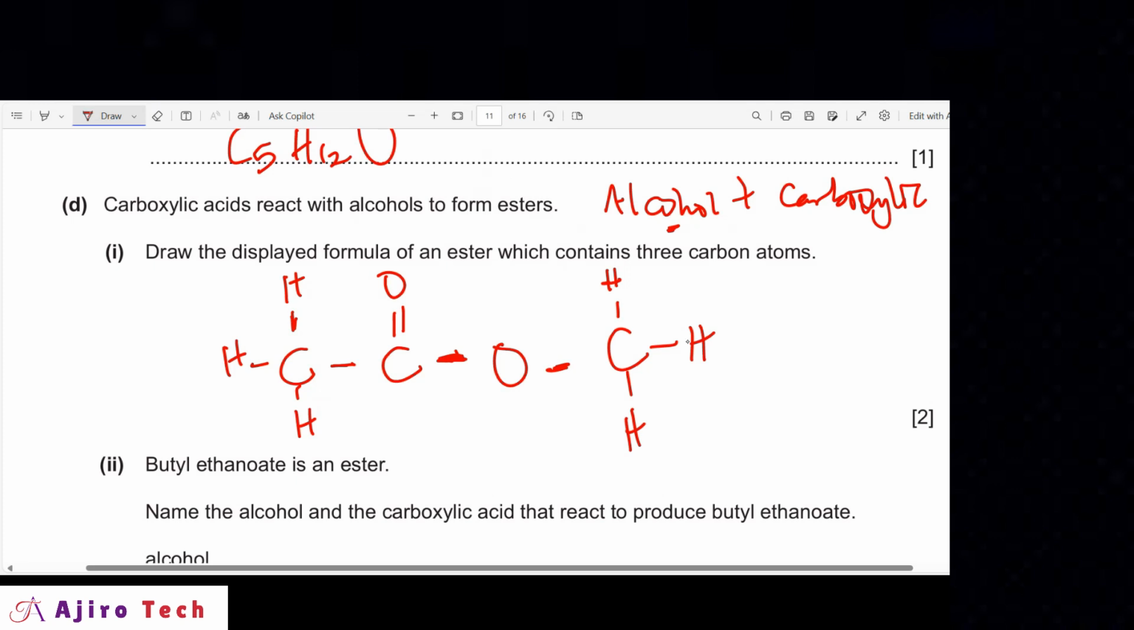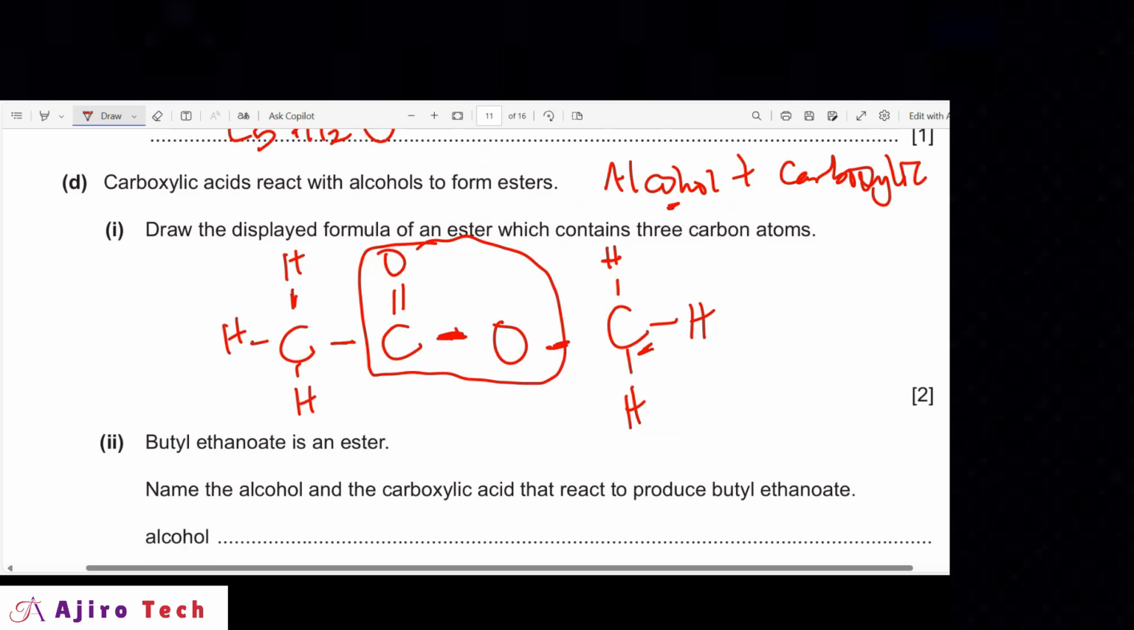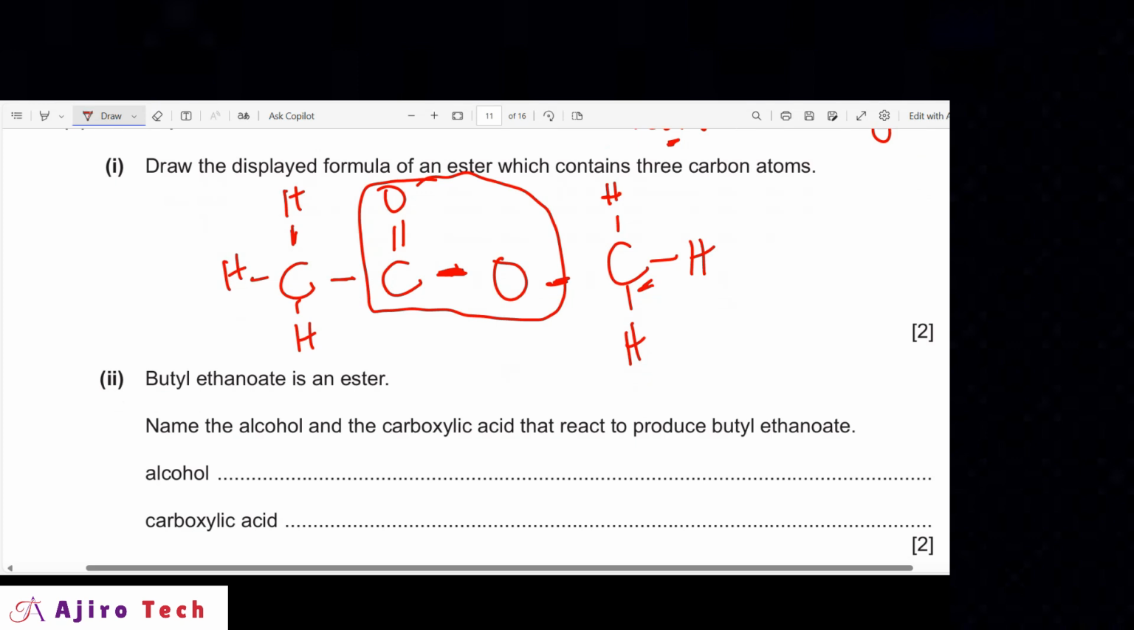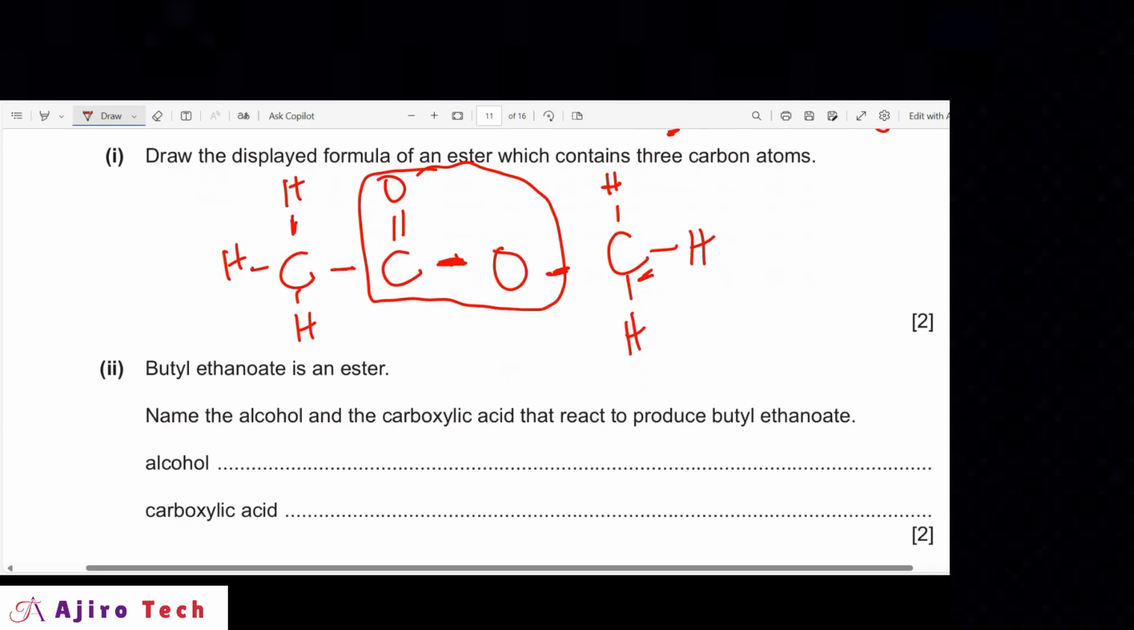Okay, I could reverse it by putting this as the starting point and these 2 going to the end. So it all depends on whether it's 2 to 1 or 1 to 2, it gets you the same answer. So this is an example of an ester with 3 carbon atoms. This group in the middle here tells you that it is an ester, right? So that is that. All right, so we move to the next question.